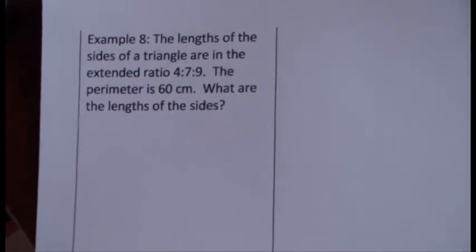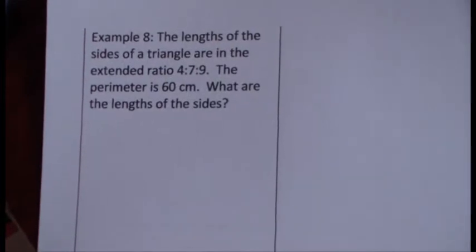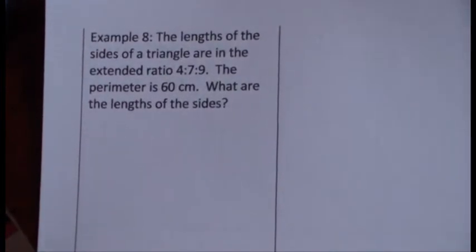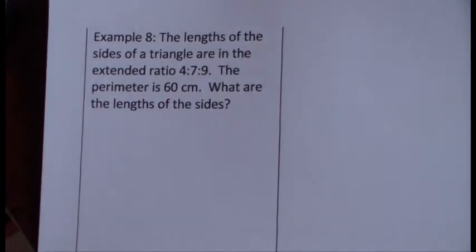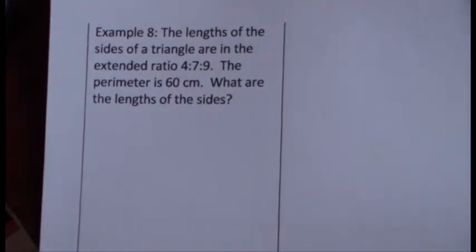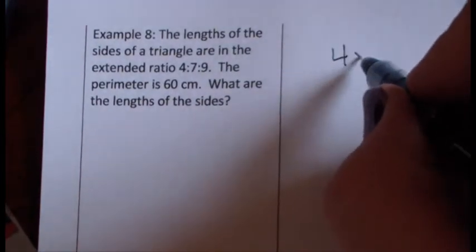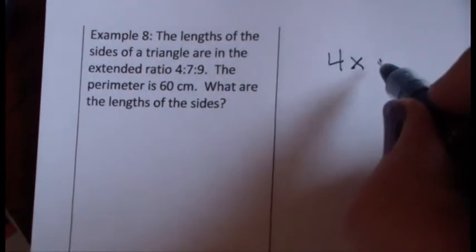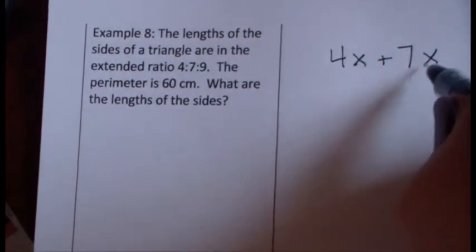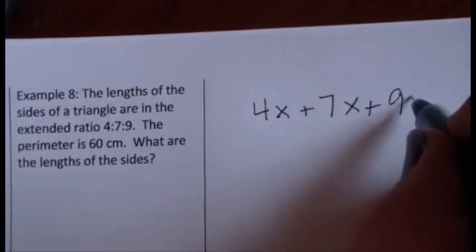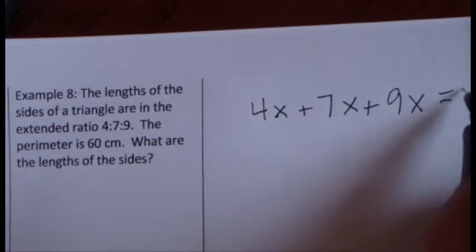Alright, example 8. The lengths of the sides of a triangle are in the extended ratio of 4 to 7 to 9. The perimeter is 60 centimeters. What are the lengths of the sides? Similar to the last one, one of our side lengths is going to be 4x, the next one will be 7x, and the third side will be 9x. And our perimeter is 60 centimeters.